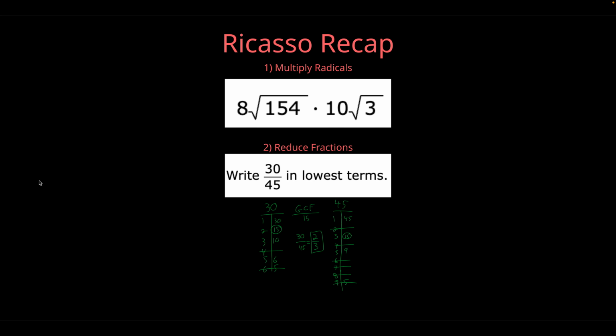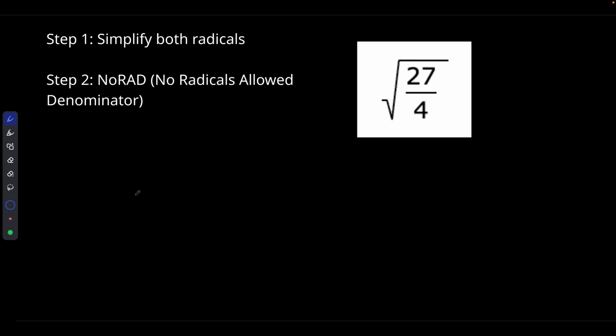Here we go. All right, so we have two steps here. And we see a radical with a fraction. That's what this lesson is all about. So step one says to simplify both radicals. The reason you can do this is because when you put the radical over the whole fraction, it actually means that each number gets its own radical. So we should know how to simplify radicals.